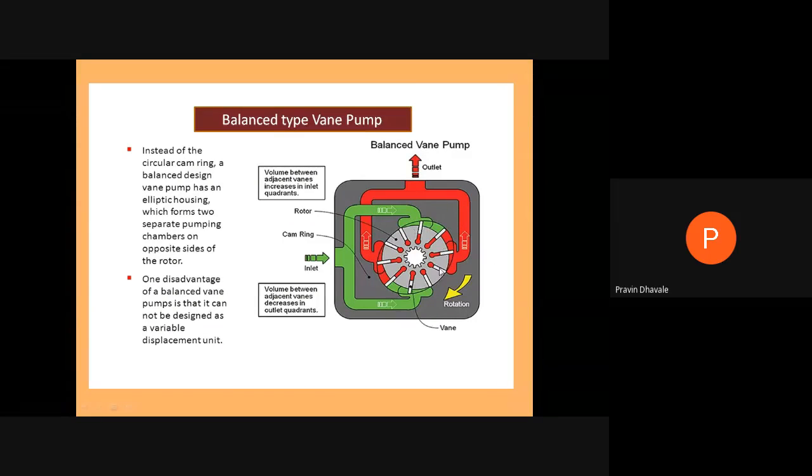When this rotor is rotating, at the suction side the hydraulic fluid enters the pump and gets trapped in the pocket between two vanes and the casing. As this rotor rotates in the clockwise direction, the trapped liquid will be discharged to the outlet side, and at the outlet we get the pressurized fluid.